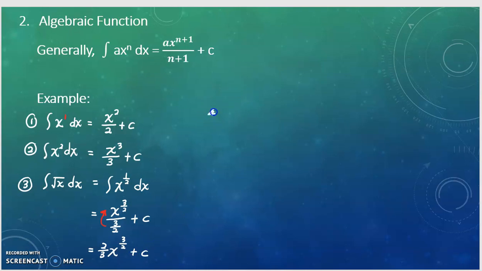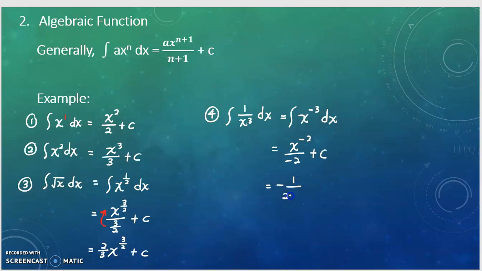Number 4. Integrate, for example, 1 over x to the power of 3. Before I integrate, just like differentiation, we bring x cubed to the numerator, so it becomes x to the power of negative 3. From here, x to the power of negative 3 raised by 1 gives negative 2, over negative 2, plus c. Since this is a negative index, I have negative 1 over 2 x to the power of positive 2 plus c. I just bring the negative to the front, so it becomes negative 1 over 2x squared plus c.